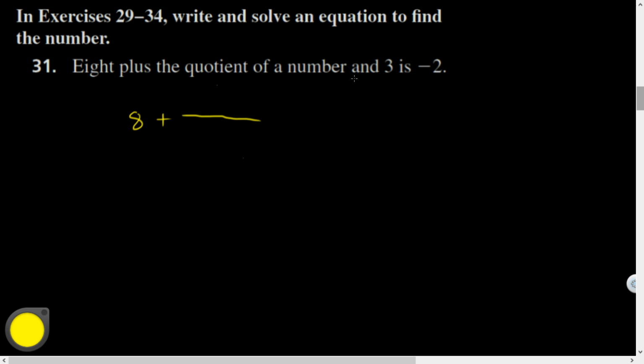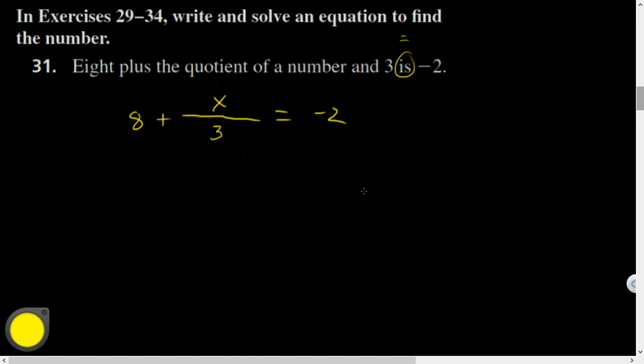The quotient of a number, and I don't know what that number is. So let's represent that with a variable, maybe the classic X, like the Coca-Cola classic of variables. So the quotient of a number and 3, so that means 3 is the thing that it's being divided by, means equals negative 2. All right, so I wrote my equation.